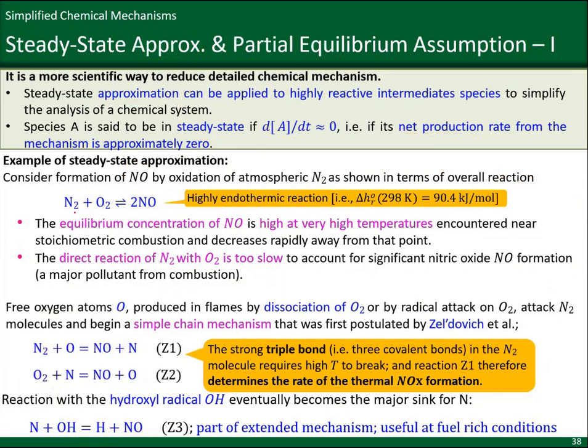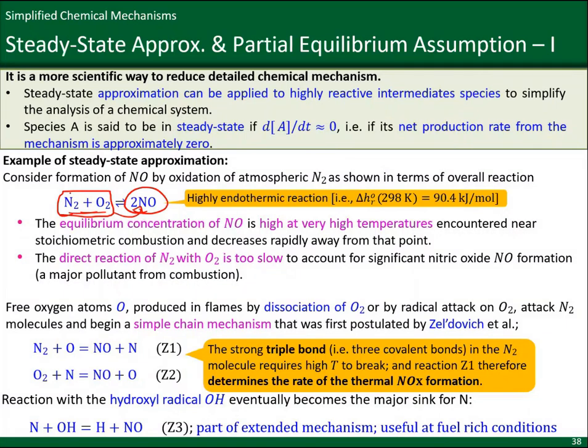So in a simplistic manner, you can simply write N2 plus O2 is going to give you 2NO, right? And this reaction itself, as I mentioned, is very highly endothermic. It cannot happen at ambient conditions. It needs very high temperature. But when you measure the amount of nitric oxide that's formed in typical flames at high temperature, it's difficult to justify that this sort of reaction is able to produce the large amount of NO that we are able to see, right?